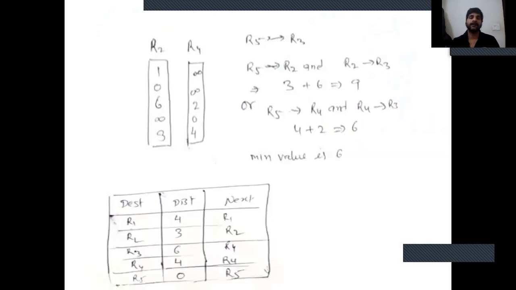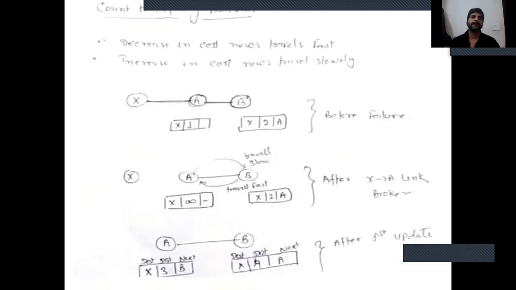Similarly R5 to R3: R5 goes to R2 and R2 goes to R3. Value 3 plus 6 equal to 9. Then R5 to R4 and R4 to R3 using this table. The value 4 plus 2 is 6. Minimum value between them equal to 6. So take the value R5 to R3 equal to 6. Similarly, we calculate the value of R4 as 4 and R5 as 0. So this is the new routing table of R5.